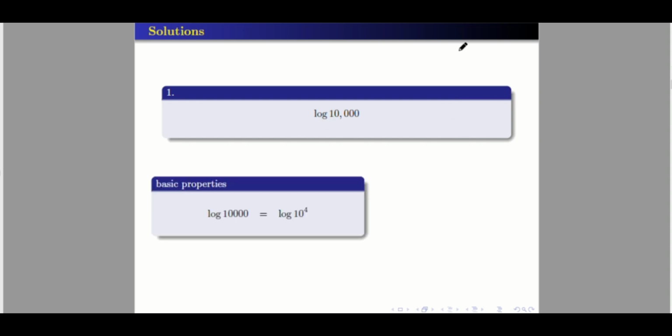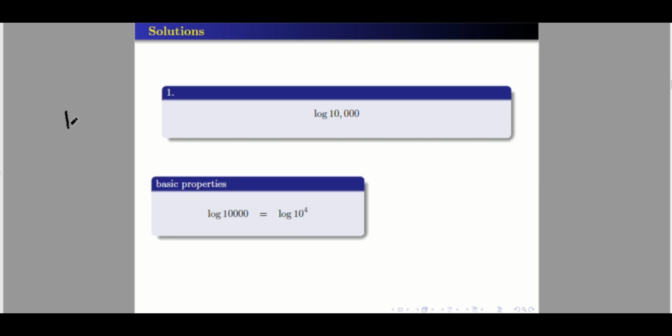So log of 10,000. Take note, we have no base written here. It means that our base is 10. Okay, our base is automatically 10 if it is not written. So let's start with the basic properties. Log 10,000. Now, 10,000 can be written as 10 raised to 4.